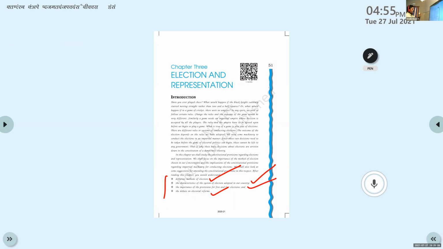Second, the characteristics of the system of election adopted in our country: what are the different methods or criteria to conduct an election? Next, the importance of a provision for free and fair elections. What do you mean by free and fair election? Anybody?